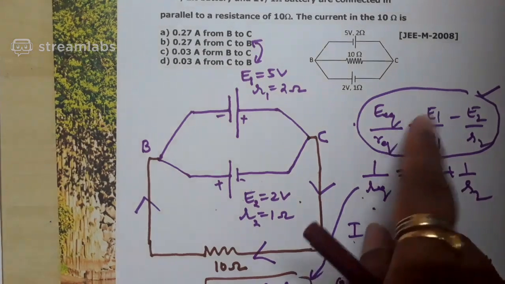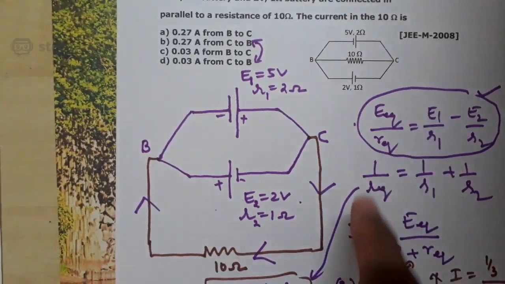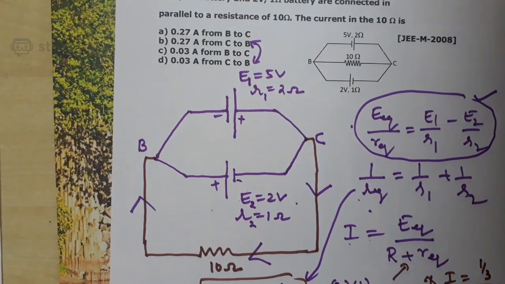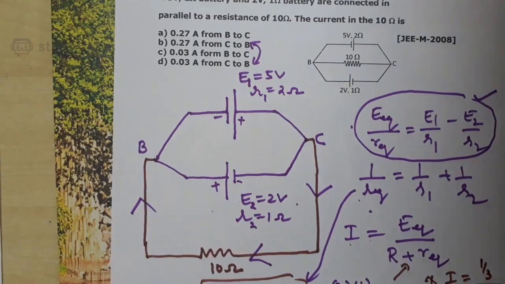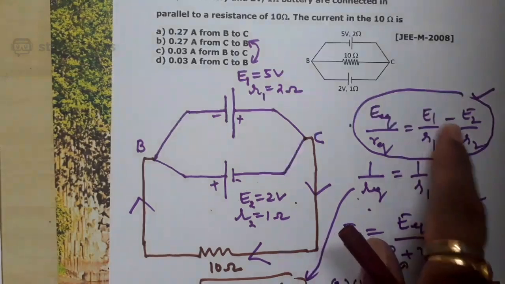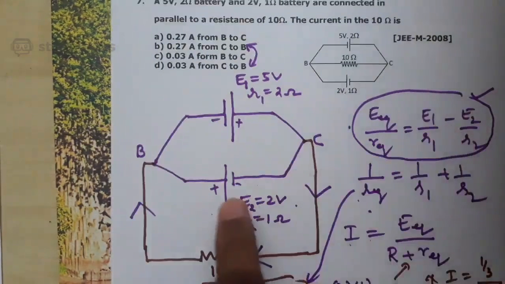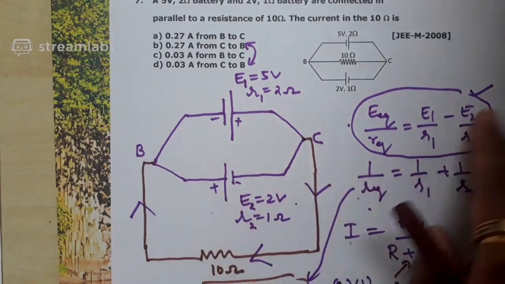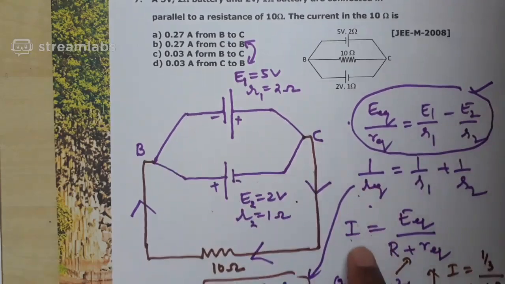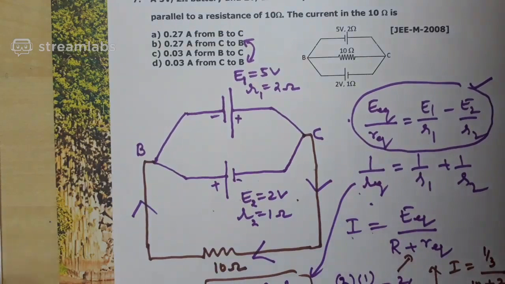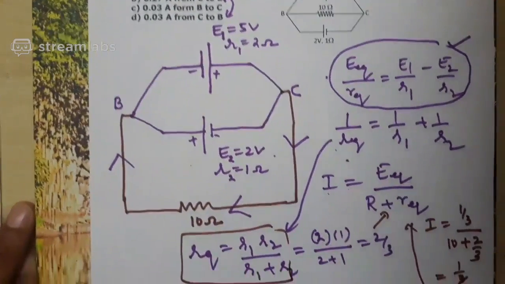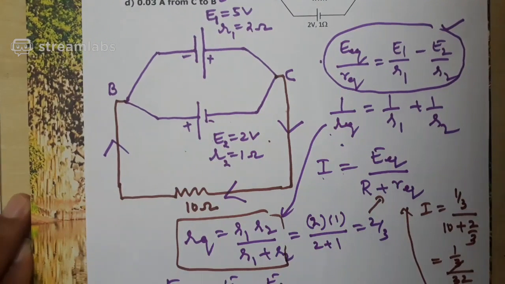So this is a change you have to remember. The change you have to remember, okay? Normal parallel combination, it is E1 by R1 plus E2 by R2. Now when one of the cells is reversed here, it is E1 by R1 minus E2 by R2. And this formula is as it is. Then current is E equivalent by R plus R equivalent. Copy it. Quickly. Finish it fast.